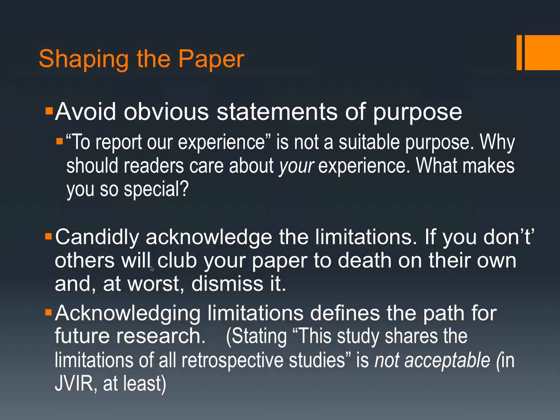And I want to spend a couple of minutes talking about limitations. You'll see that in every JVIR paper that I accept, the second to last paragraph is typically a statement of limitations. And almost all of these go back to authors with the request for more detail, certainly the first time around that they're submitting. Either an author doesn't include one, or they write the standard one, which is, this paper includes the limitations shared by all retrospective series, something like that. On the other hand, our paper has the following strengths. That's not a limitations paragraph. That's pretending that you don't have some, or not having insight into the data, or being afraid that stating limitations might lead to rejection of a paper.